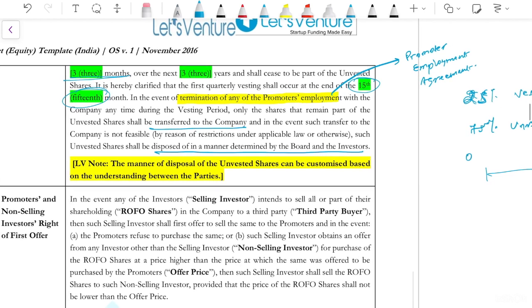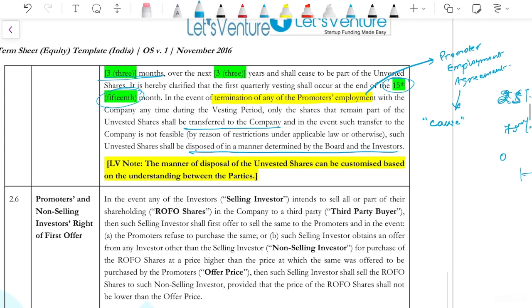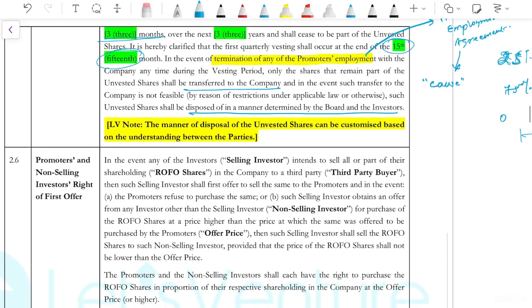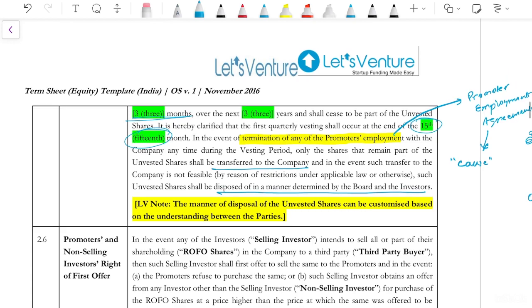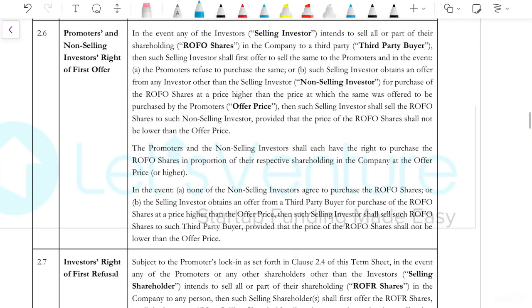So, basis the promoter employment agreement, there are certain clauses which can lead to termination of the promoters. For example, a major reason for termination is cause. You might have heard of termination because of cause, termination due to cause. And in such scenarios, the unvested shares of the promoters actually have to be disposed of. Whatever has been vested till date belongs to the promoters. But whatever is not vested needs to be disposed of, and that is what is discussed either in the term sheet or in the definitive documents. So this is the vesting clause.